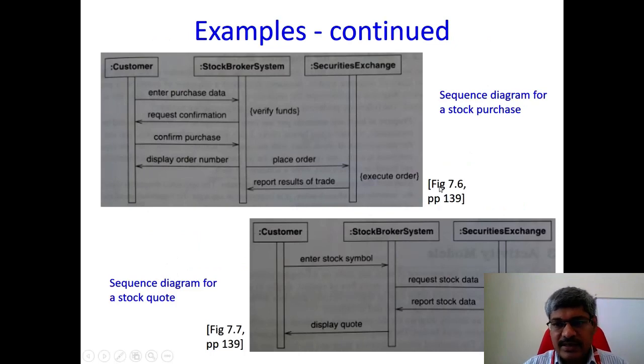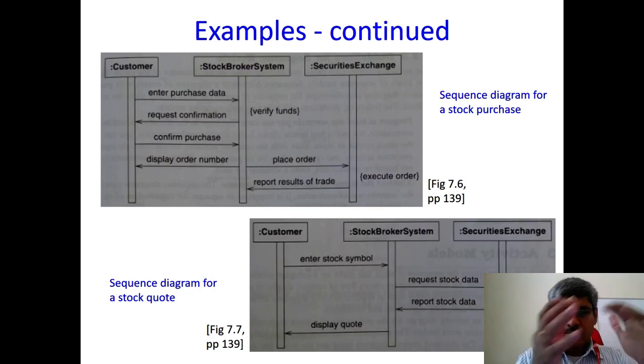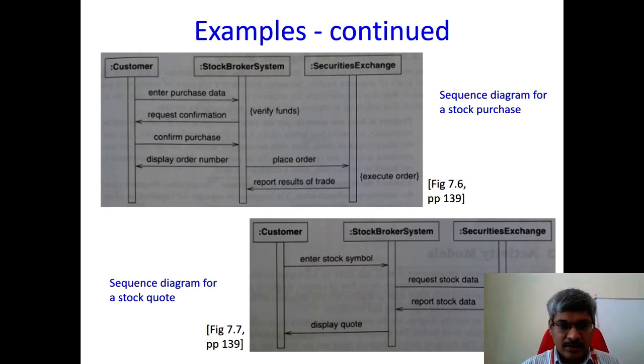So here is a sequence diagram for a stock purchase application. This is a use case, or a particular task within a use case. Again, we have the same objects. The customer is there, the stock broker system is there, the securities exchange is there. So he needs to make the purchase. Here we have removed all that login and making the secure communication and everything. That is put in another sequence diagram. So for purely this stock purchase, we have this sequence diagram.